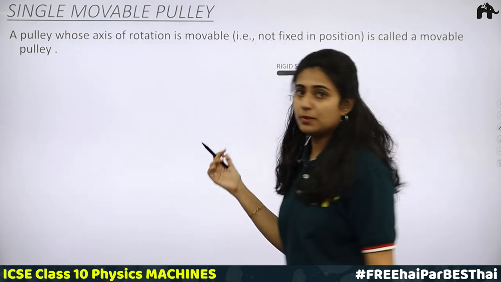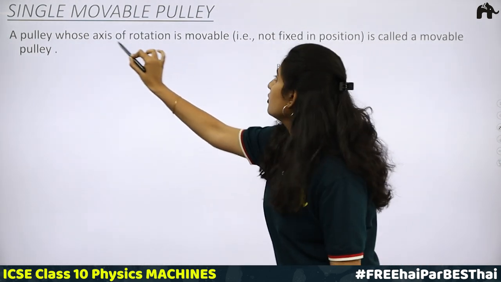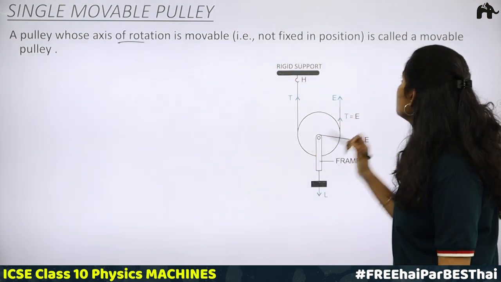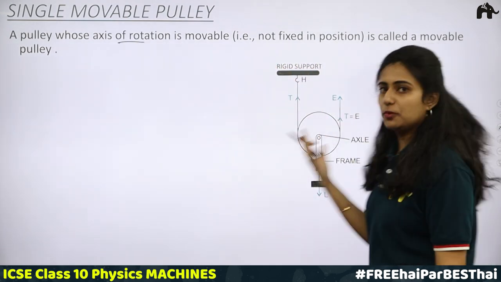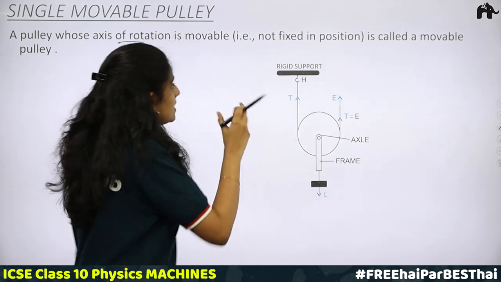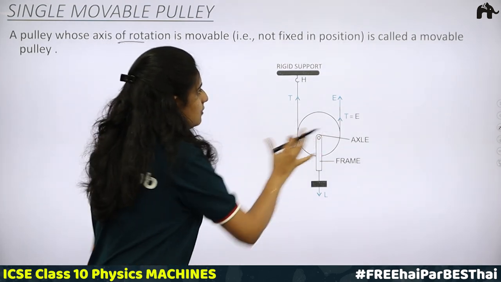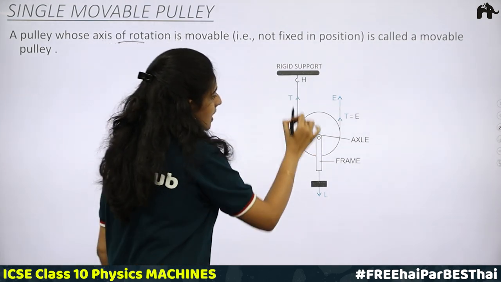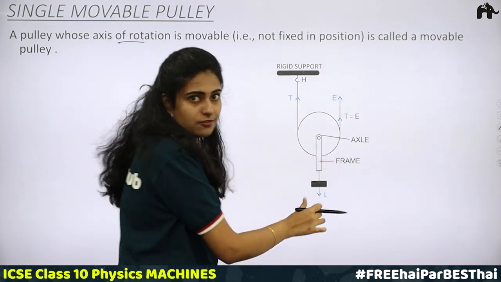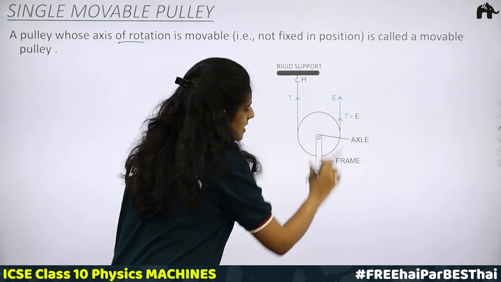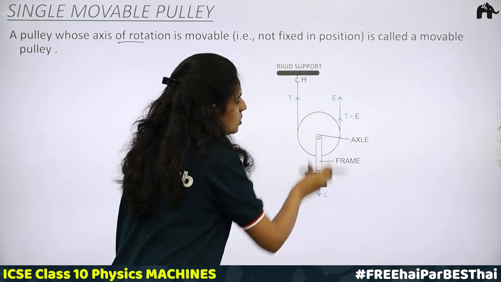What is a single movable pulley? A pulley whose axis of rotation is movable, that is not fixed in position, is called a movable pulley. In the previous case, we said that the axis of rotation is fixed. Here you can see the figure. The axis here is not fixed. It is movable. This is your axle. Axle is movable, depending on the load.